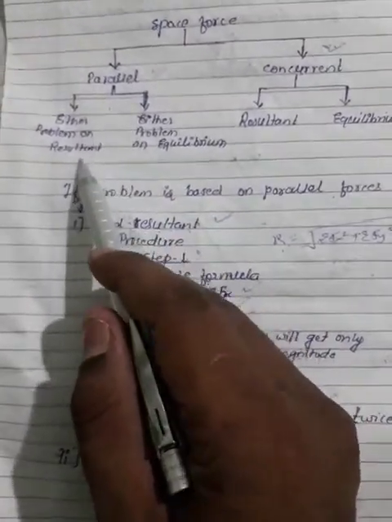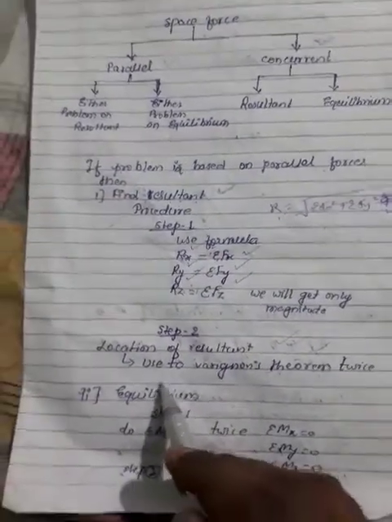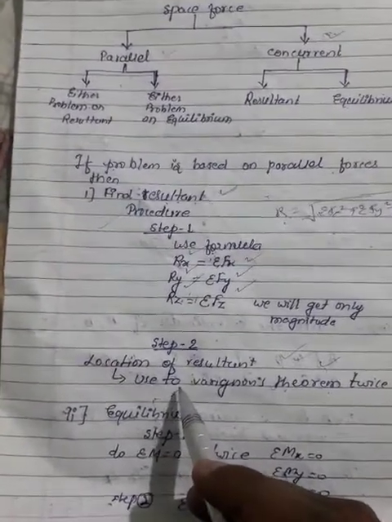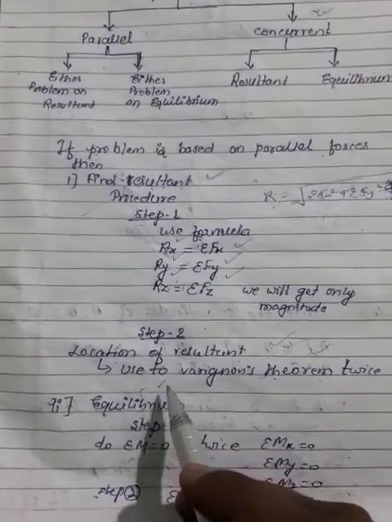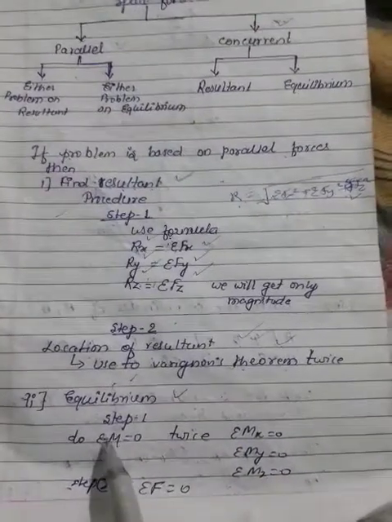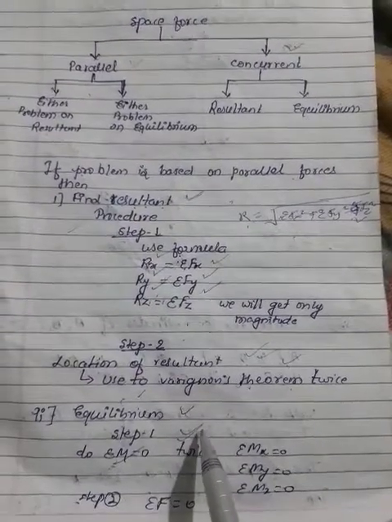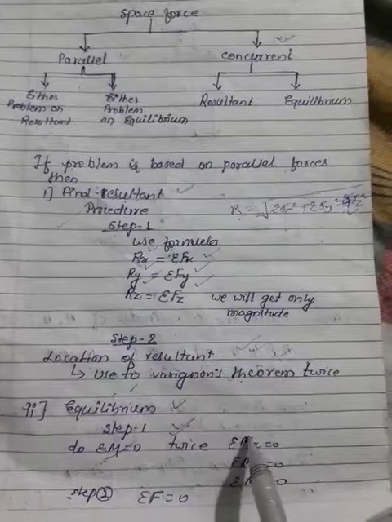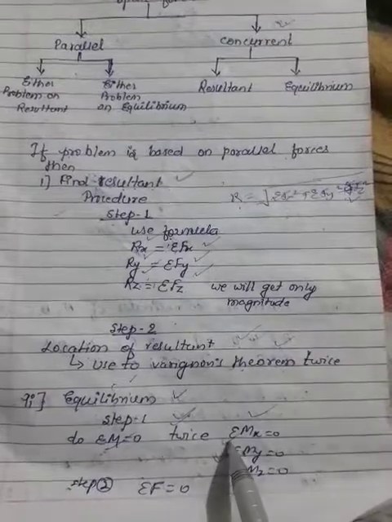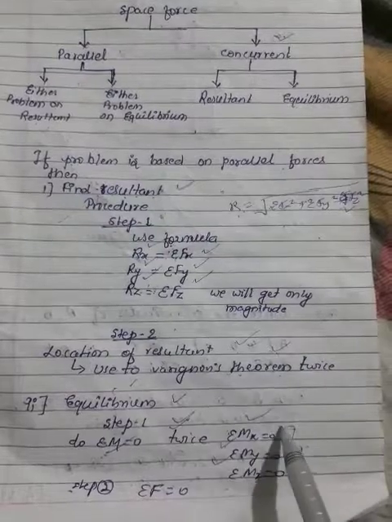In problems on parallel force systems, I have discussed the resultant. If you go to the equilibrium problem, they will ask you to calculate unknown forces, and the system is in equilibrium. While solving this equilibrium problem, you have to take moment twice. This is a three-dimensional space force system, so I can take the moment about the x axis, the y axis, or the z axis. Depending on which value I have to calculate, I can use any two of these three equations of moment.